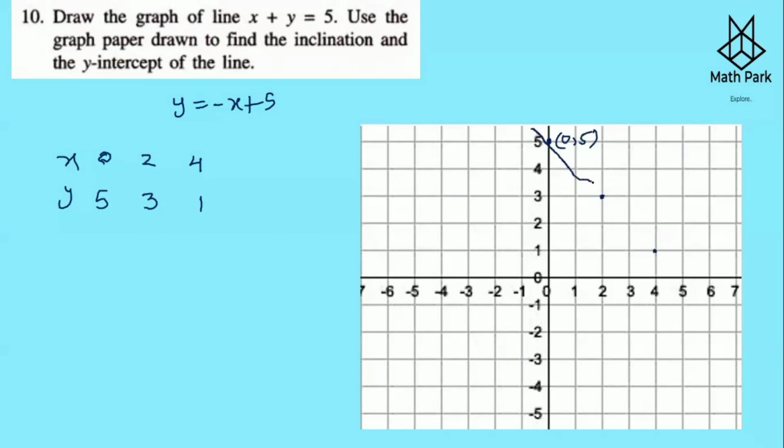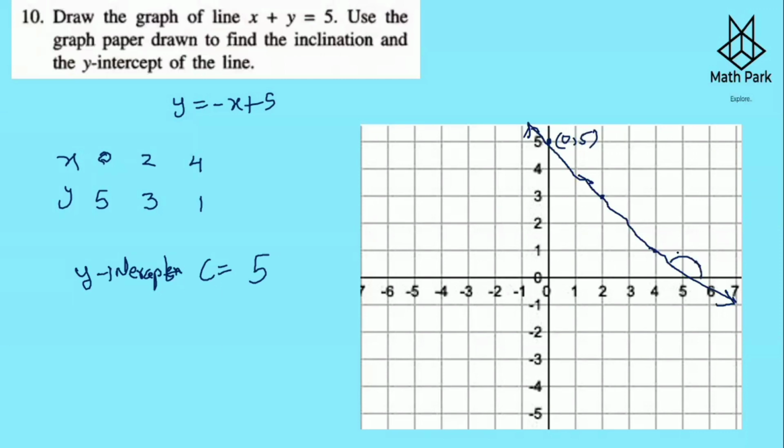So inclination is the angle made by a line anti-clockwise along with the positive direction of the x-axis. So first thing, let us write down the y-intercept. So your y-intercept here is where the line cuts the y-axis. The y-intercept, which is c, is equal to 5. Okay, now let us find the inclination. So inclination is this angle.